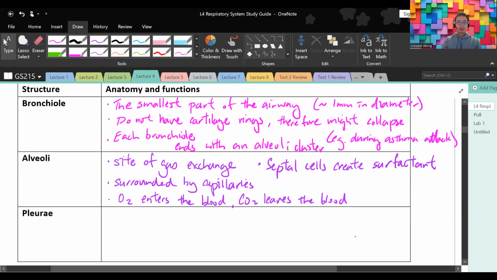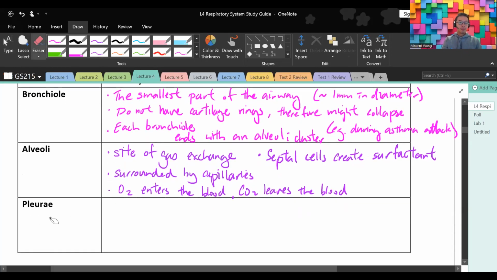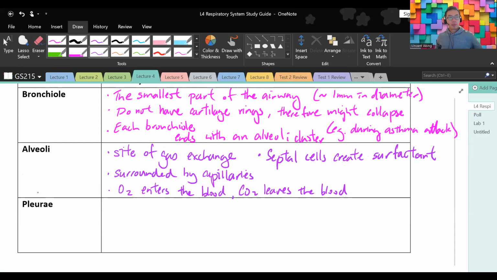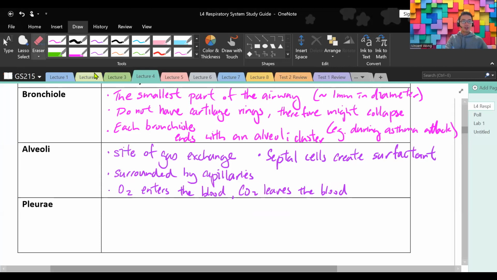Okay. Next, the pleurae. What is the pleurae? Anybody want to explain to me what the pleurae is, rather than me doing all the explaining? Anyone want to tell me where you find it? It's like double layer of membrane. Yeah. Around the lung. Exactly. By the lung, yeah. Exactly. So thank you very much.